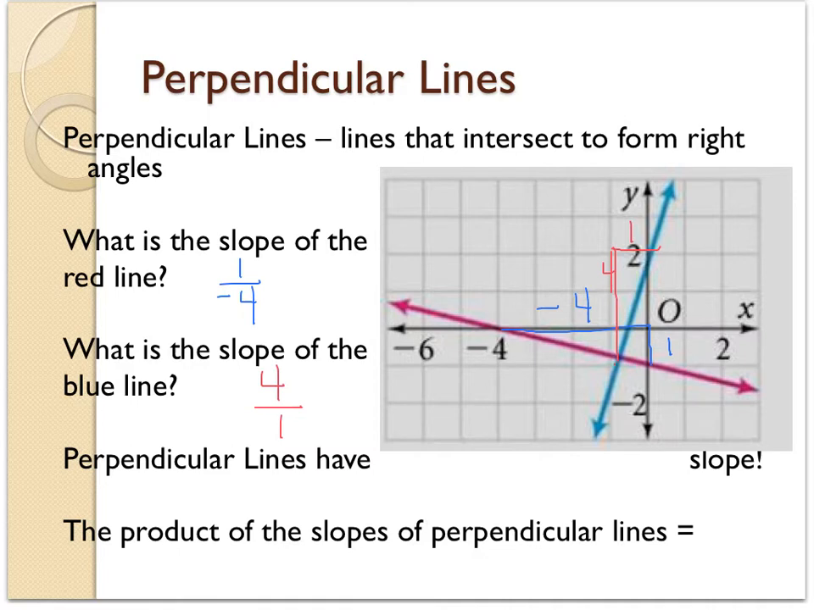So perpendicular lines have negative reciprocal slopes. And the product of slopes of perpendicular lines is equal to negative 1. So that is how you can tell if you have perpendicular lines. If their slopes are negative reciprocals of each other, and if you multiply their slopes together, you'll get a product of negative 1.